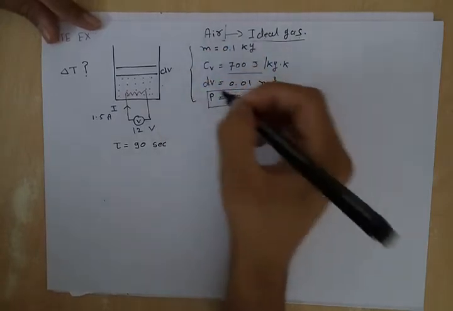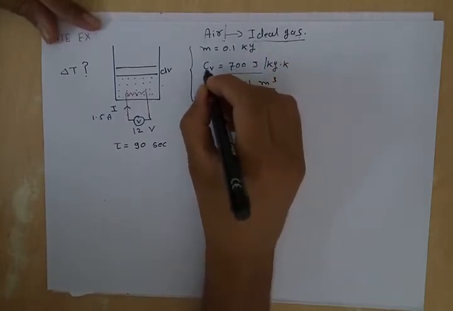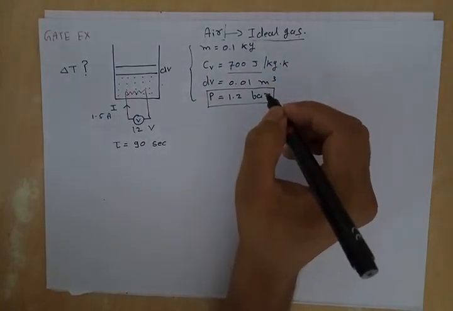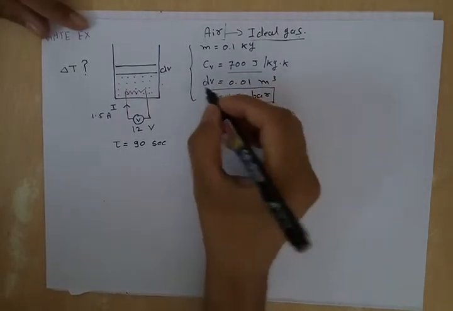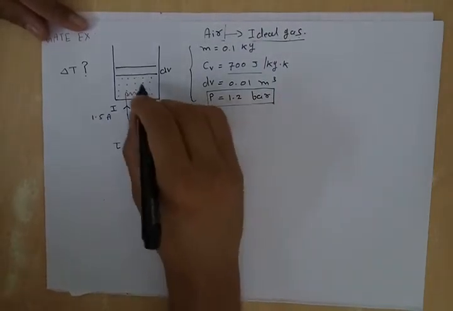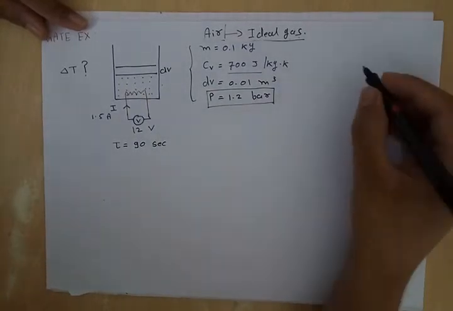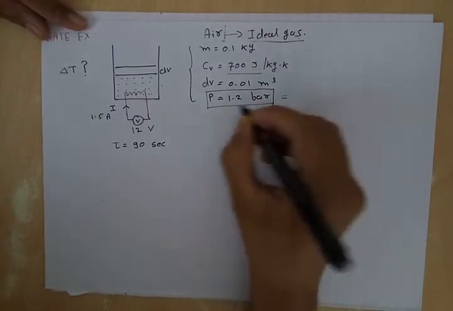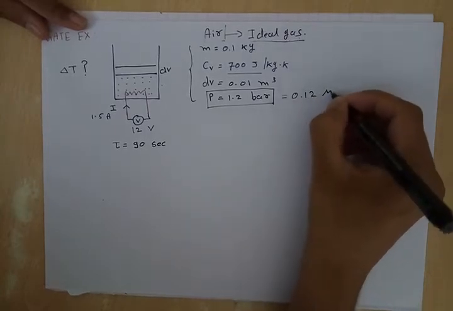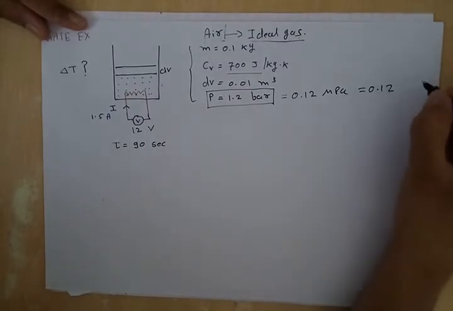And these are the values of properties which are given. So mass of air is 0.1 kilogram. Heat capacity at constant volume was given, which is 700 joule per kilogram Kelvin. Initial pressure of the system, that means of this air, is given, which is 1.2 bar. Now we will express this 1.2 bar in megapascal. So we will divide by 10, megapascal, or it is 0.12 times 10 raised to 3 kilopascal.